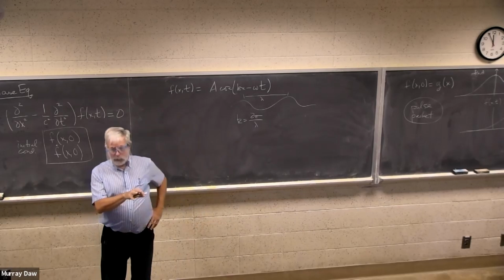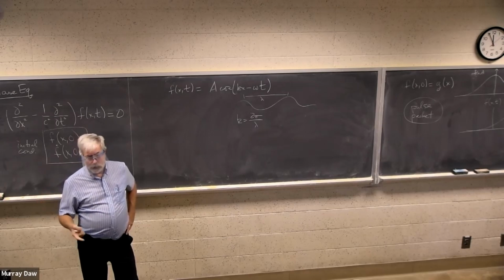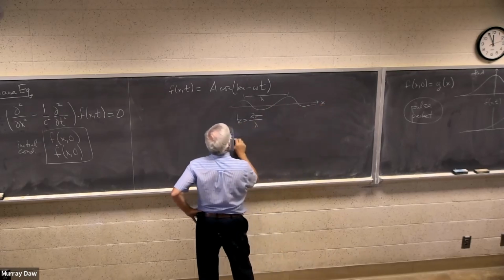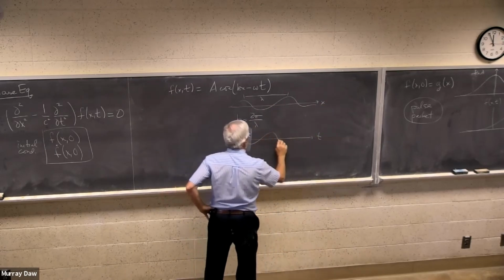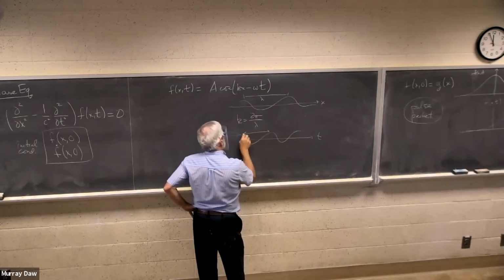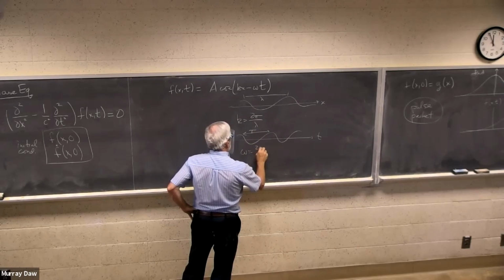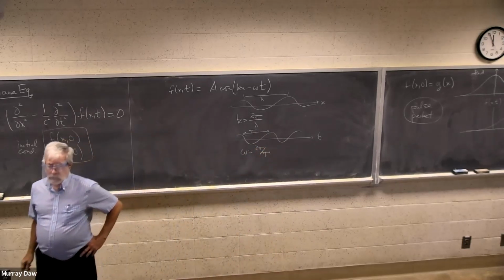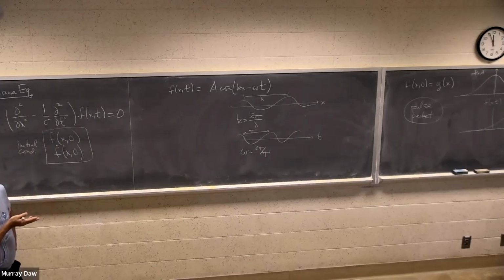This is if I take a snapshot at some time, so this is versus x for a snapshot. Or if I take some position, at particular x, then I also get an oscillatory behavior. The distance between maxima is the period, and the angular frequency is related to the period. Remember? Now we're going to try a solution like this.